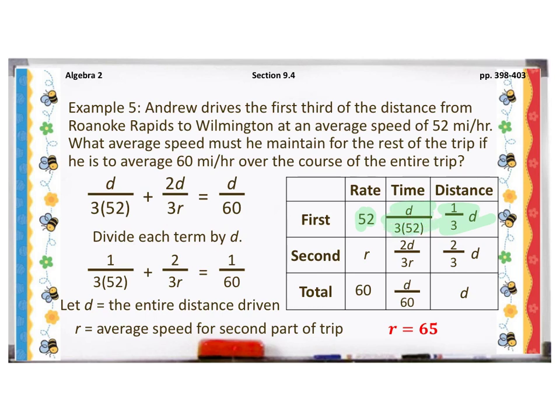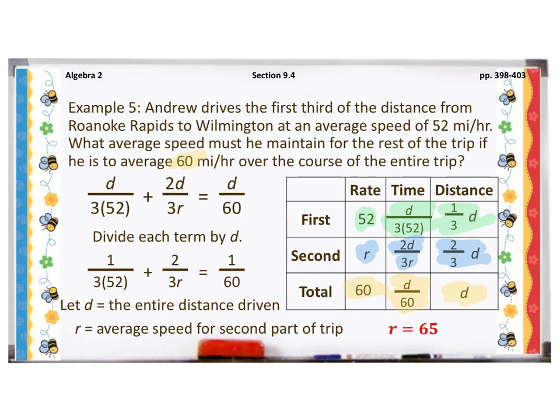Now, for my second part of the trip, my distance, it's 2/3 of the distance because I've already gone 1/3 of the distance. The rate is what I'm looking for, r. And I know that time is my distance, 2/3 d over r. That gives me this expression. Now my total distance, I need my total distance. My total distance is still d. My total rate, it tells me, needs to be 60 miles an hour. That means my time is d divided by 60.